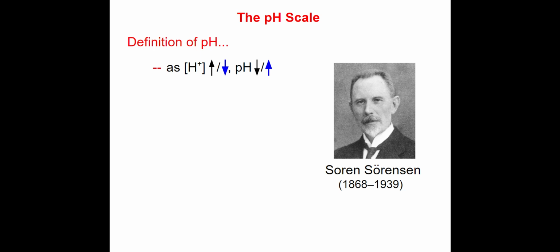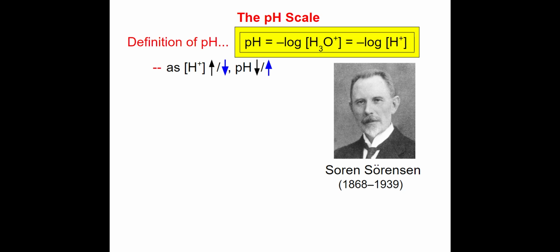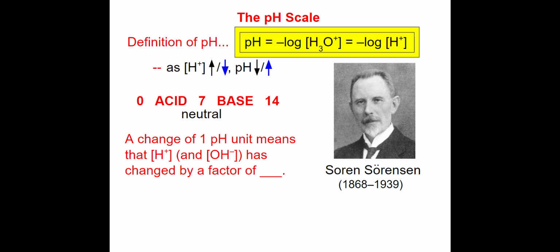So the definition of pH is the negative log of the hydrogen concentration. So as the hydrogen ion concentration goes up, the pH is going down. So the more hydrogen it has, the lower the pH is. To figure out the pH, we take the negative log of the hydronium ion concentration, which is the same thing as the negative log of the hydrogen concentration. So 0 to 7 is considered acidic, 7 to 14 is considered a base, and 7 is considered to be neutral. One change in the pH unit means that the hydrogen ion concentration and the OH concentration have changed by a factor of 10.